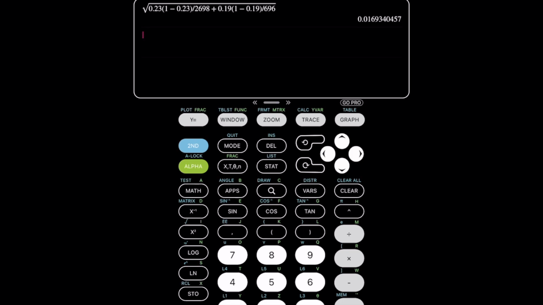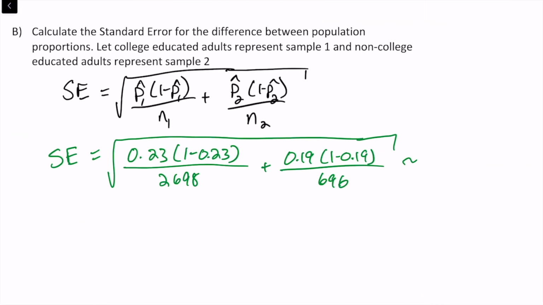Let's calculate it to 3 decimal places. It's 0.017. So that is our standard error. All right, moving along.